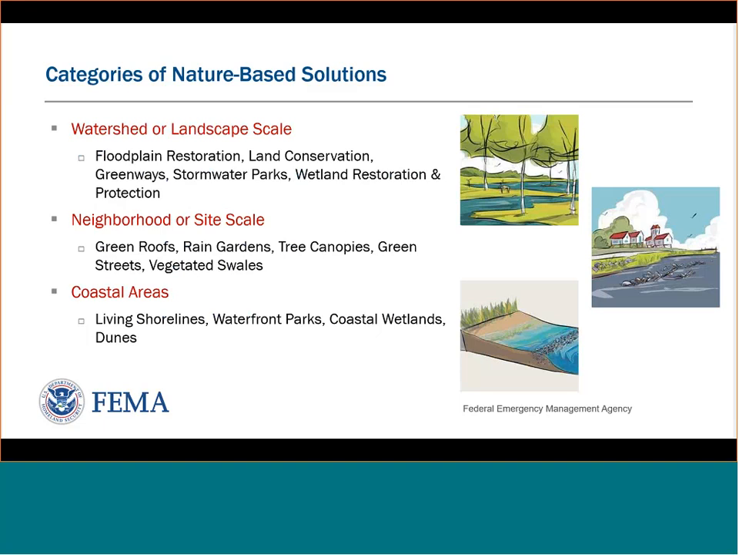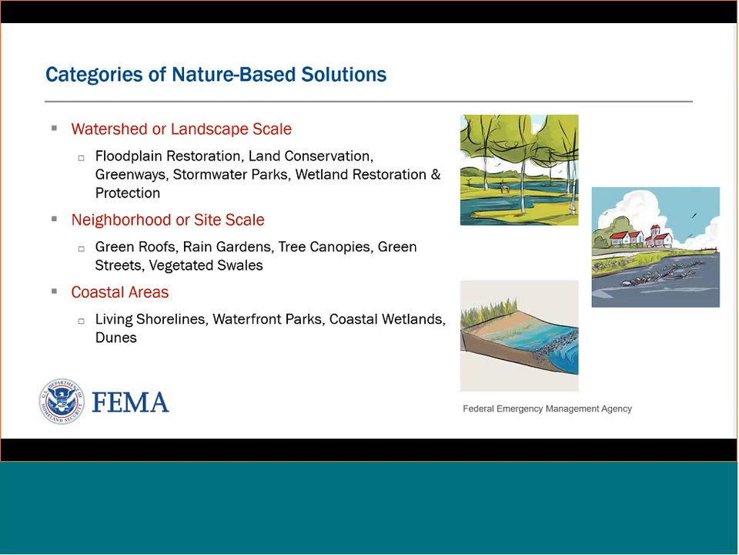Nature-based solutions can be broken down into 3 categories. So one category is watershed or landscape scale, and examples of that can include floodplain restoration, where you have floodplains of plants, trees, and vegetation that reduce erosion, filter pollution, and provide a habitat for sea life. Another could be restored wetlands, which absorb and slow runoff and sustain healthy ecosystems.